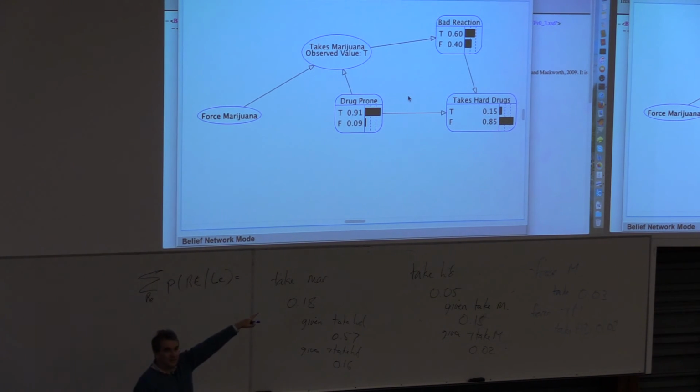The significance of these arrows here is I'm claiming this is the causal model. It's completely fiction, of course. I just made it up to do it. But this one here says that taking marijuana causes either a bad reaction, or your drug proneness causes you to take marijuana, but whether you take hard drugs depends directly on whether you're drug prone and whether you have a bad reaction.